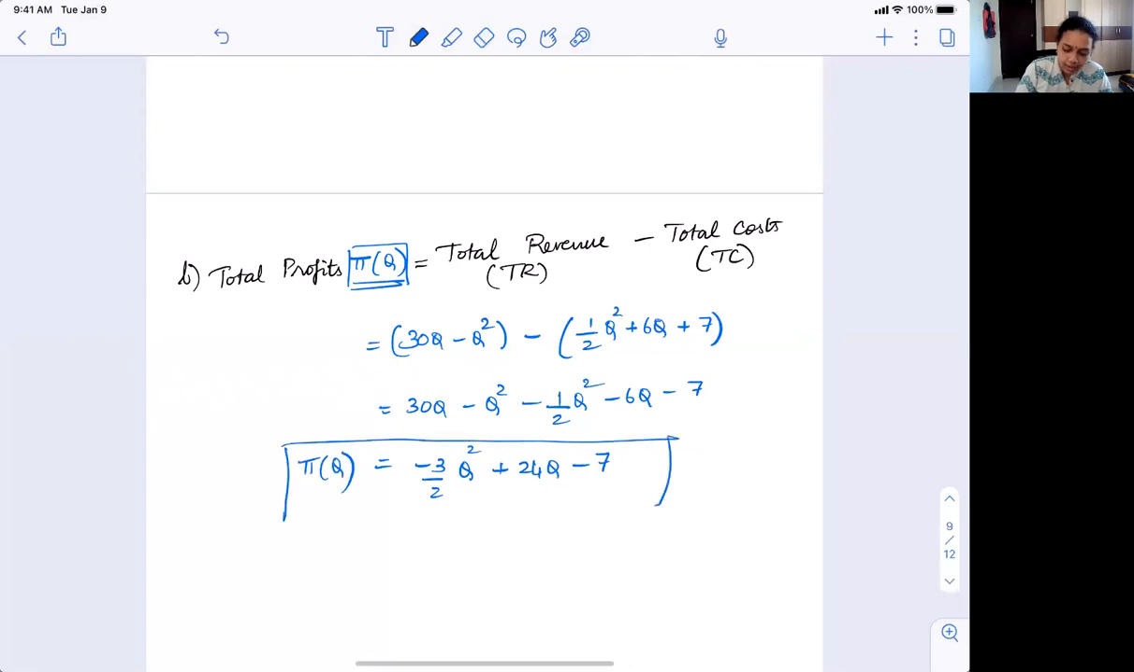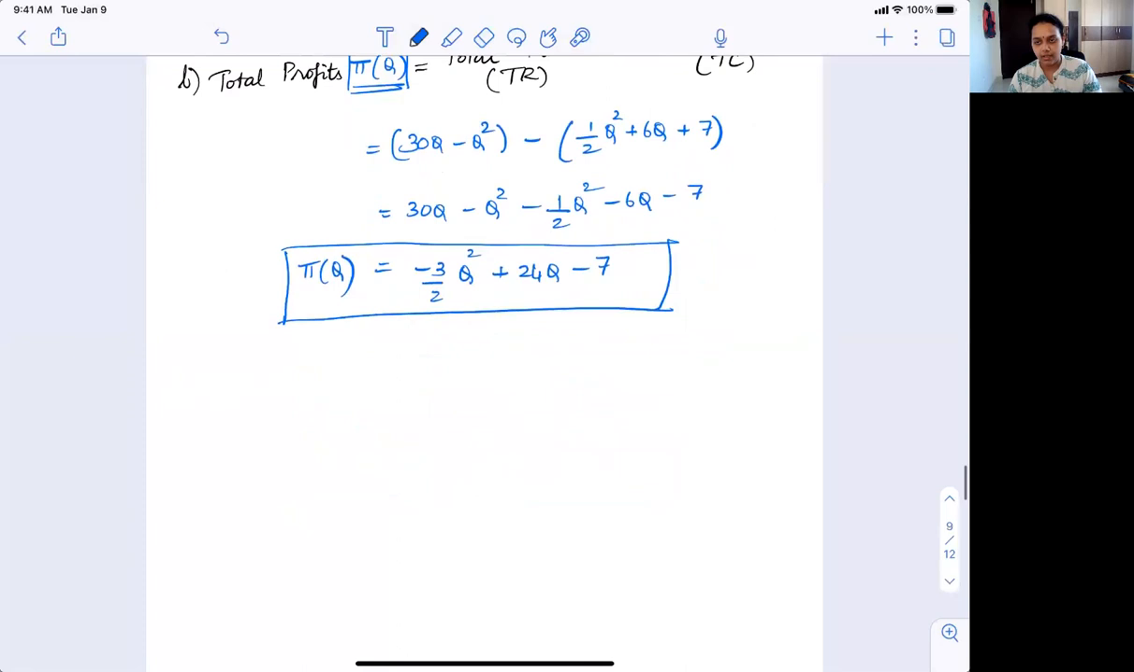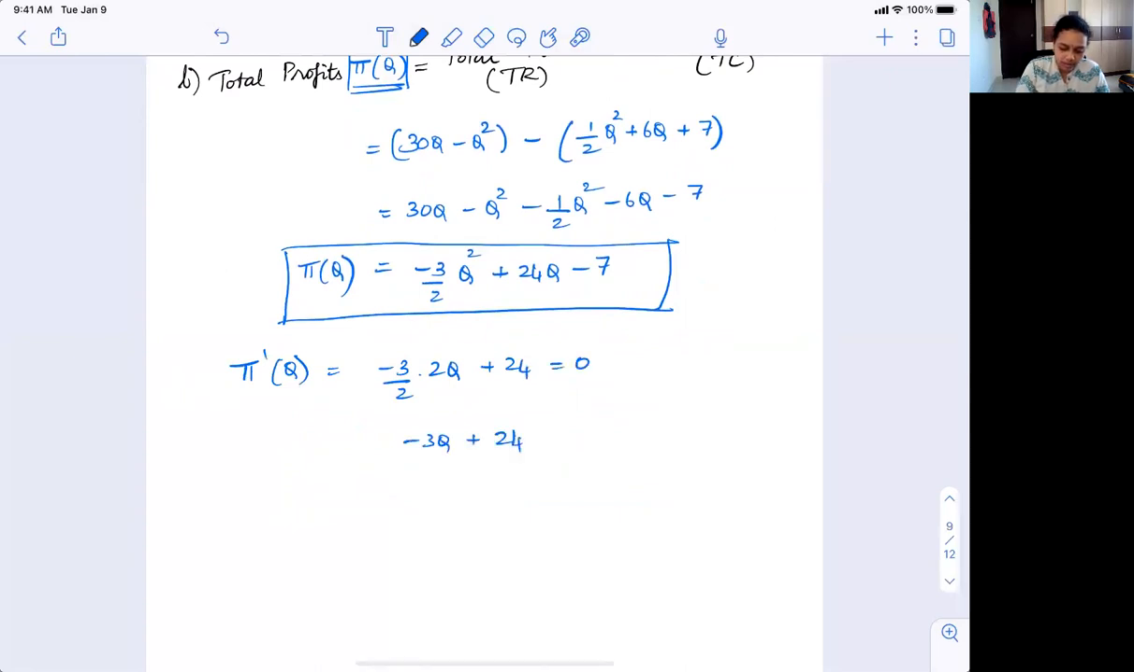Now we want to find Q that maximizes this particular function. So let's take the first derivative and equate it to 0. So I have minus 3 by 2 into 2Q plus 24 equals 0. So minus 3Q plus 24 is 0, which gives us Q is equal to 8.